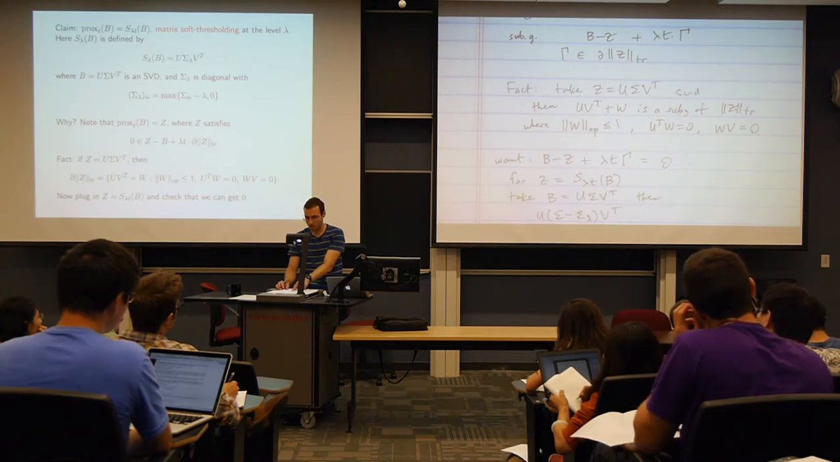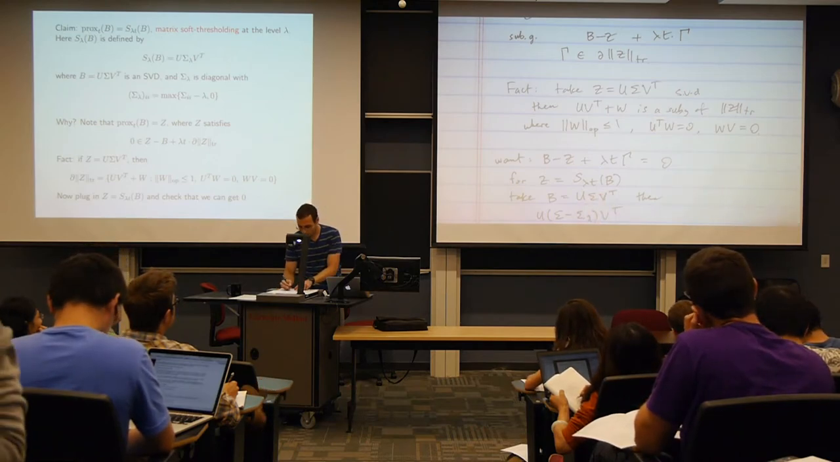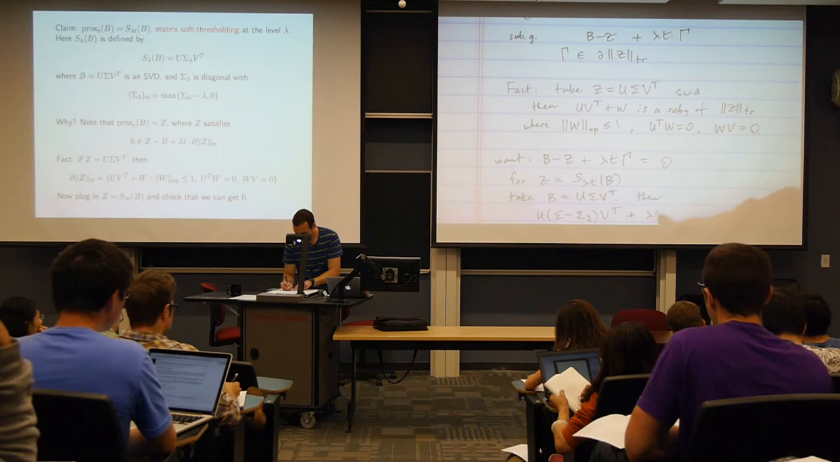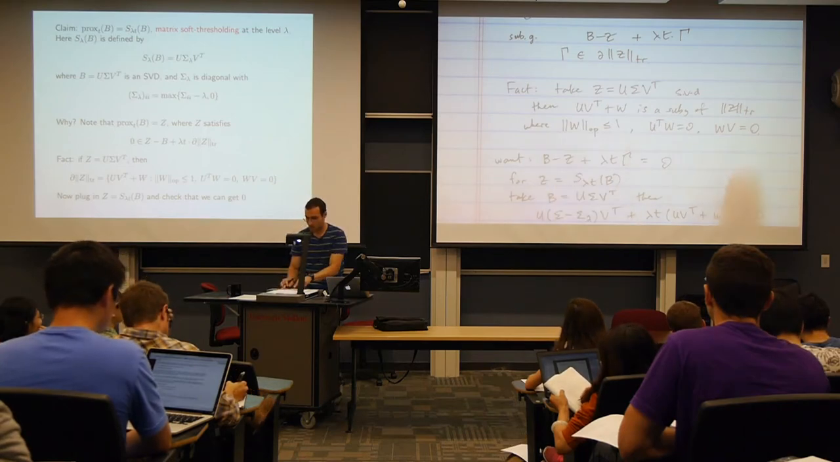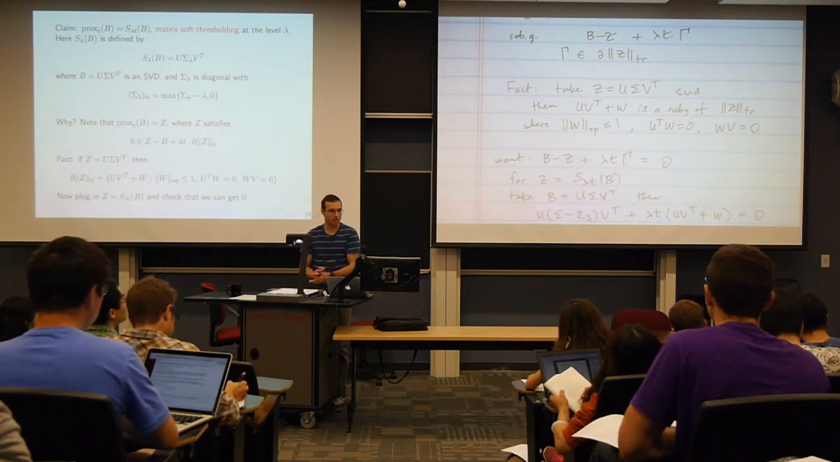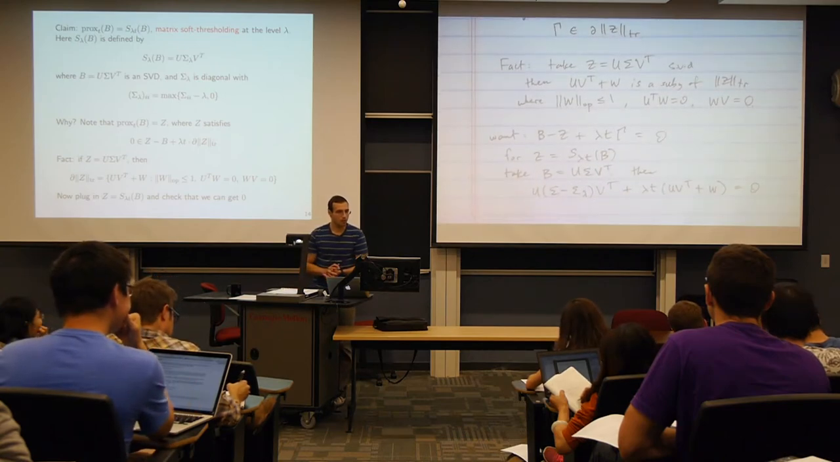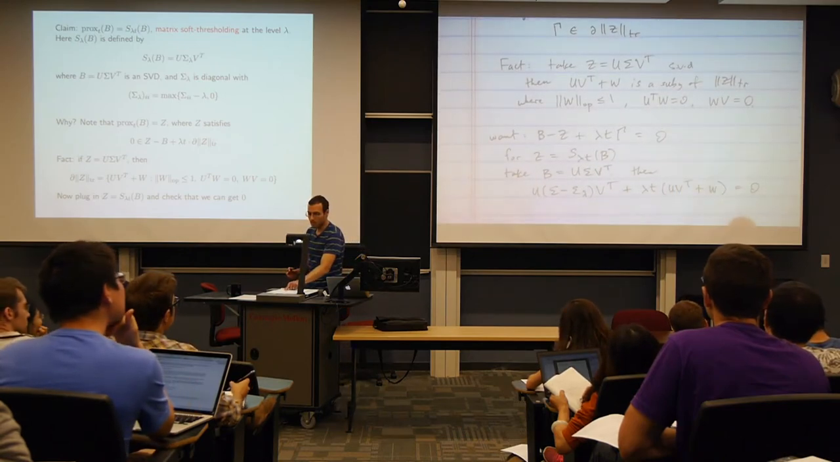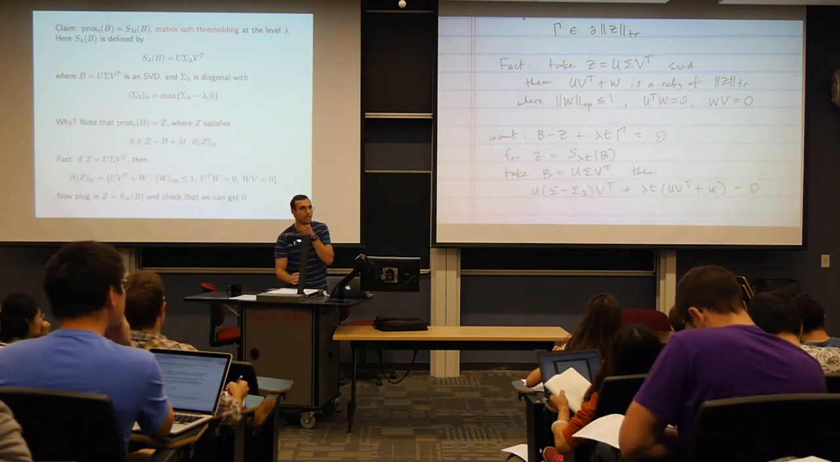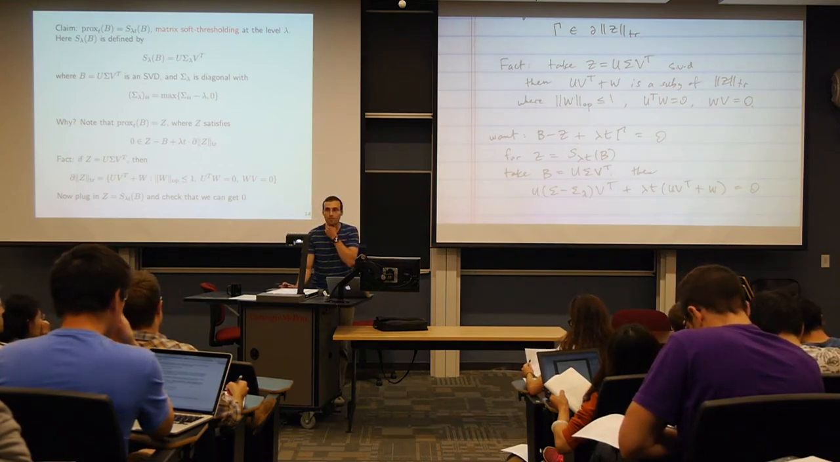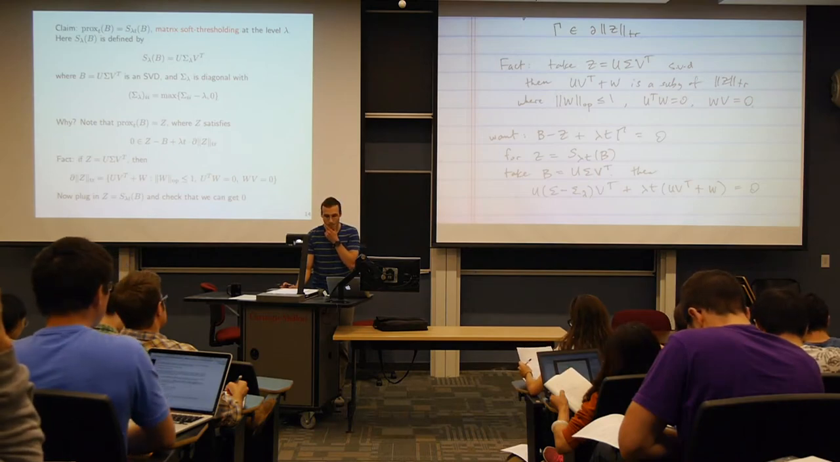So this expression is B minus C, as we've defined Z, plus lambda T times U V transpose plus W, for some W that satisfies these conditions. We want to make this expression equal to 0 for some W that satisfies these conditions. If that's true, then we have established that the solution is exactly matrix soft thresholding at the level lambda.